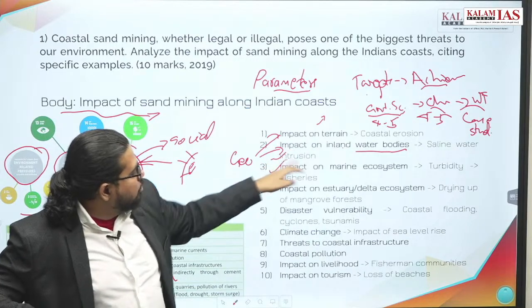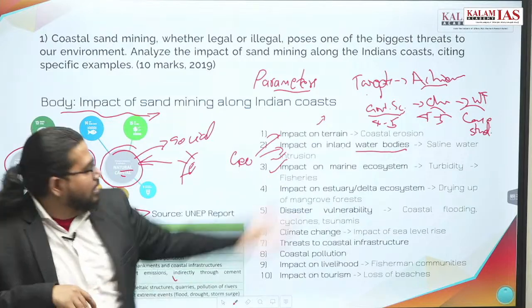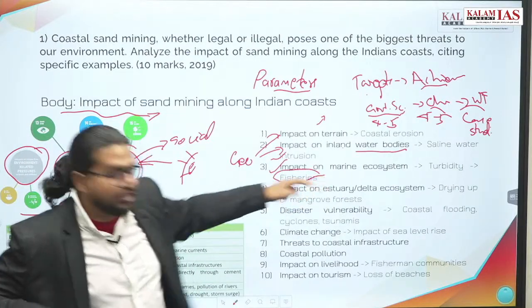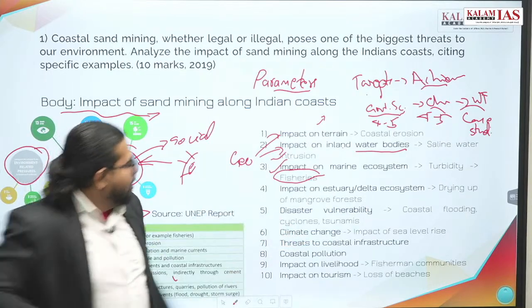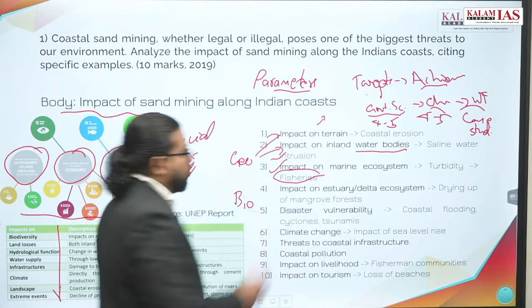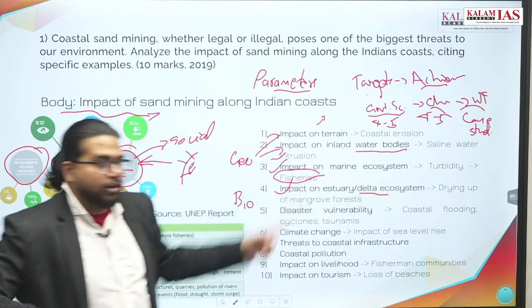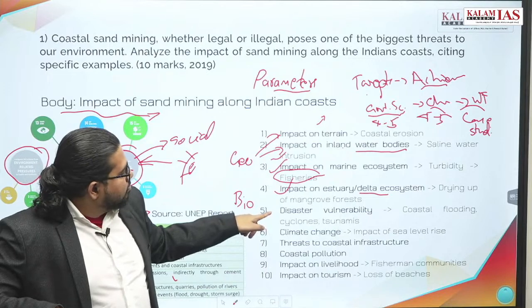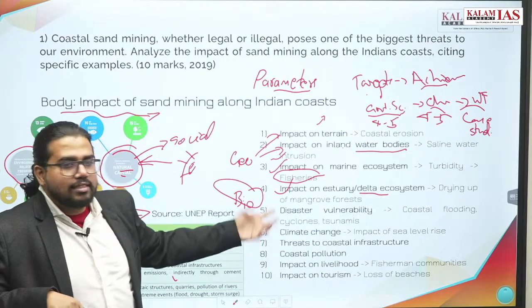What else? Marine ecosystem will be impacted. Natural sea processes will be disturbed, and this will lead to impact on fisheries. You can connect this with economic aspect also. After that, something related to biodiversity, how this impacts life systems. This is also a geographical point. Then we connect it with disasters.